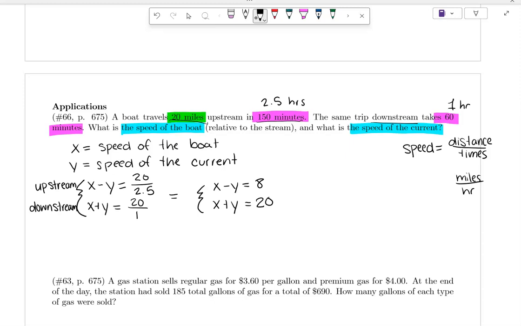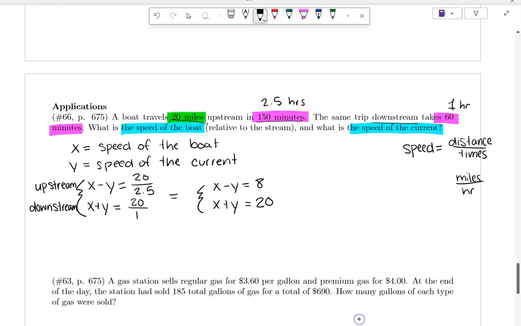The hardest part in the application problems is setting up the equations. But if you just look at what it's asking you and then what they're giving you, it's pretty easy. So really quickly, we're going to solve this. We're going to find x and y so we can figure out our speed of the boat and speed of the current. So do you guys want to do substitution or elimination? Up to you. Substitution. Okay, what do we want to solve for? Top x. Okay.